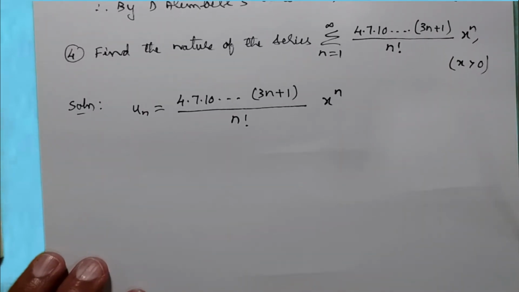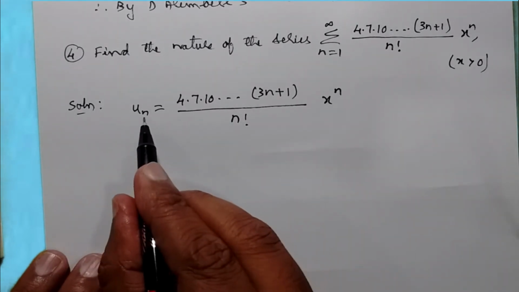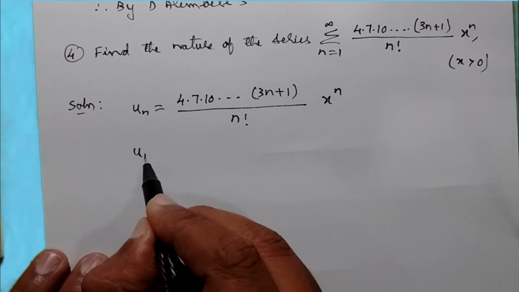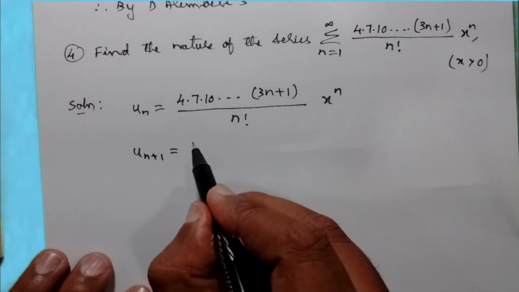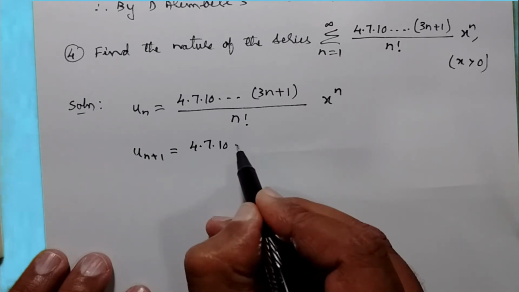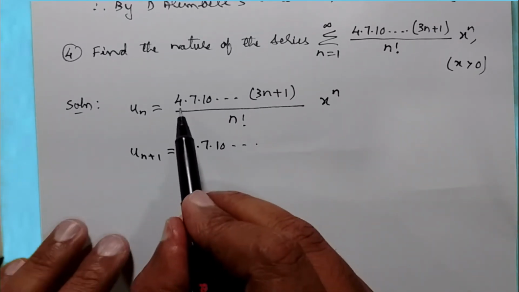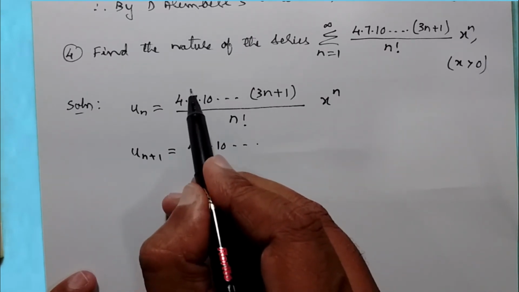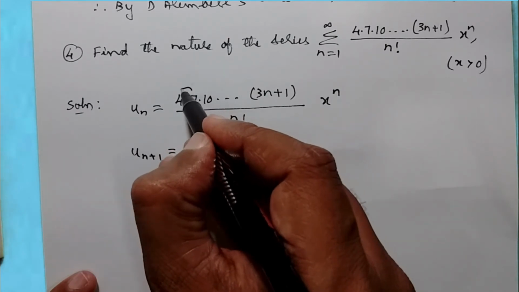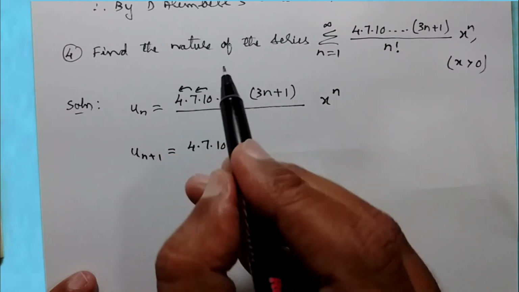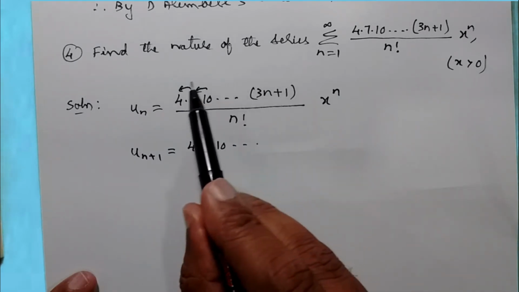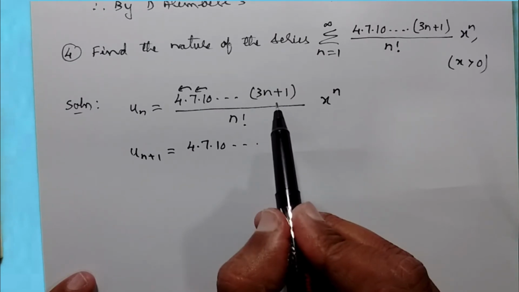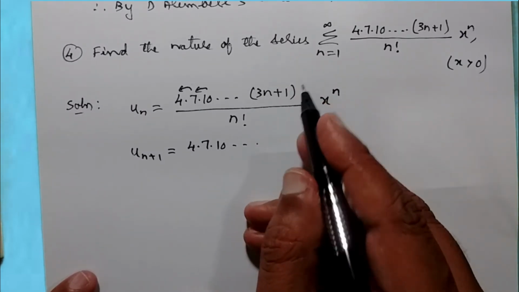So to find out the value of n plus 1, you have to just replace the value of n by n plus 1. So un plus 1 value will be equals to 4 into 7 into 10 into so on. If you try to observe this, 4 into 7 into, the difference between these two, 7 and 4 and 10 and 7, the difference is 3. Therefore, this expression is in terms of AP, which is similar to the previous problem that we have done. So this is in AP. So till this term it will be the same. Nth term you need to find out.